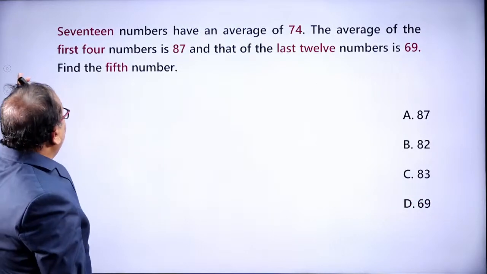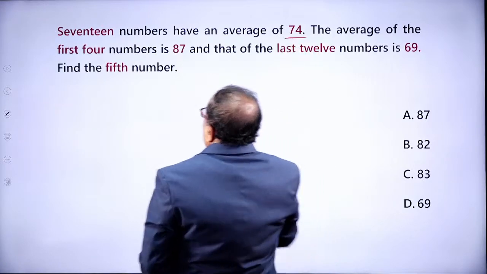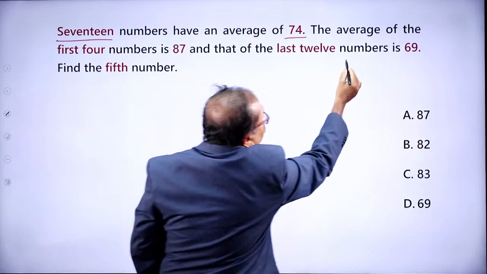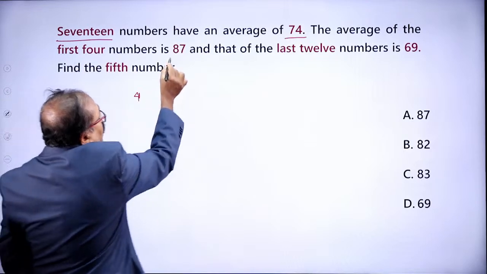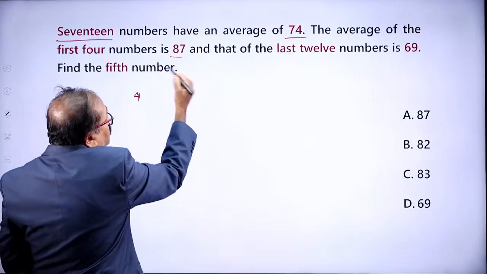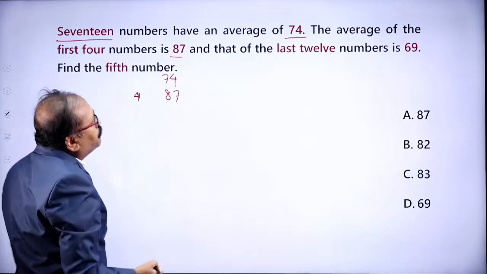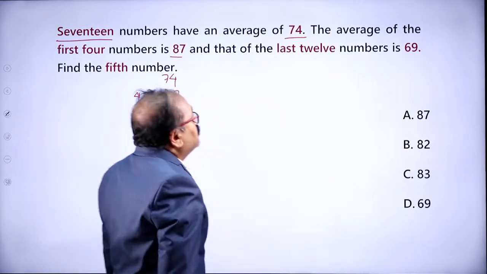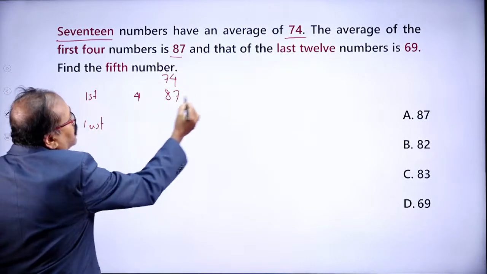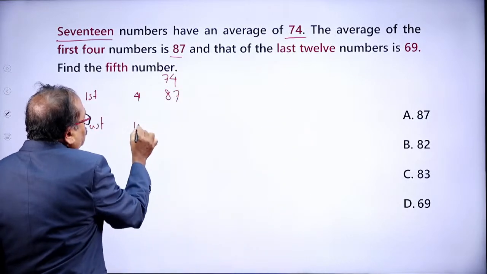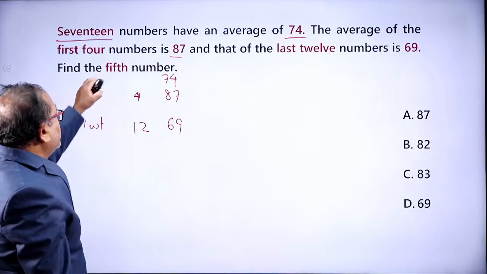Next one, the 17 numbers have an average of 74. So total numbers are 17. Its average is 74. The average of the first 4 numbers is 67. And what is the overall average? The overall average is 74. And the last 12 numbers, the average is 69. This is the first 4 numbers, and the last, how many numbers is it said? Last 12 numbers. And its average is 69. And you are asked to find out the 5th number.